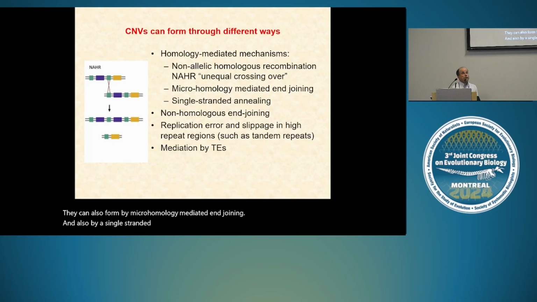A lot of these mechanisms were worked out in mammalian systems, but they also seem to be taking place in plants too. There can also be non-homologous end joining as another type of mechanism that's not homology-mediated. Also through replication error and slippage, especially in high-repeat regions such as tandem repeats. And in addition, they can also be mediated by transposable elements.